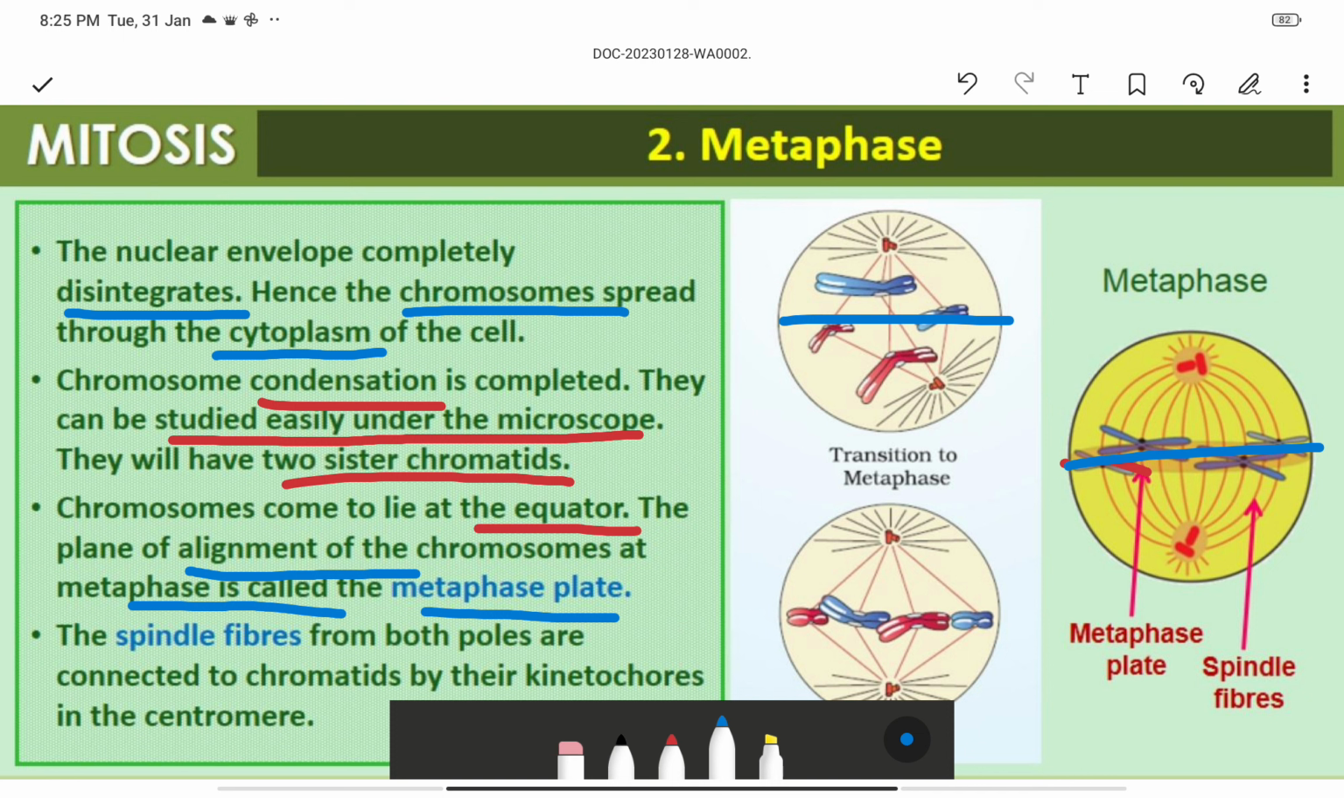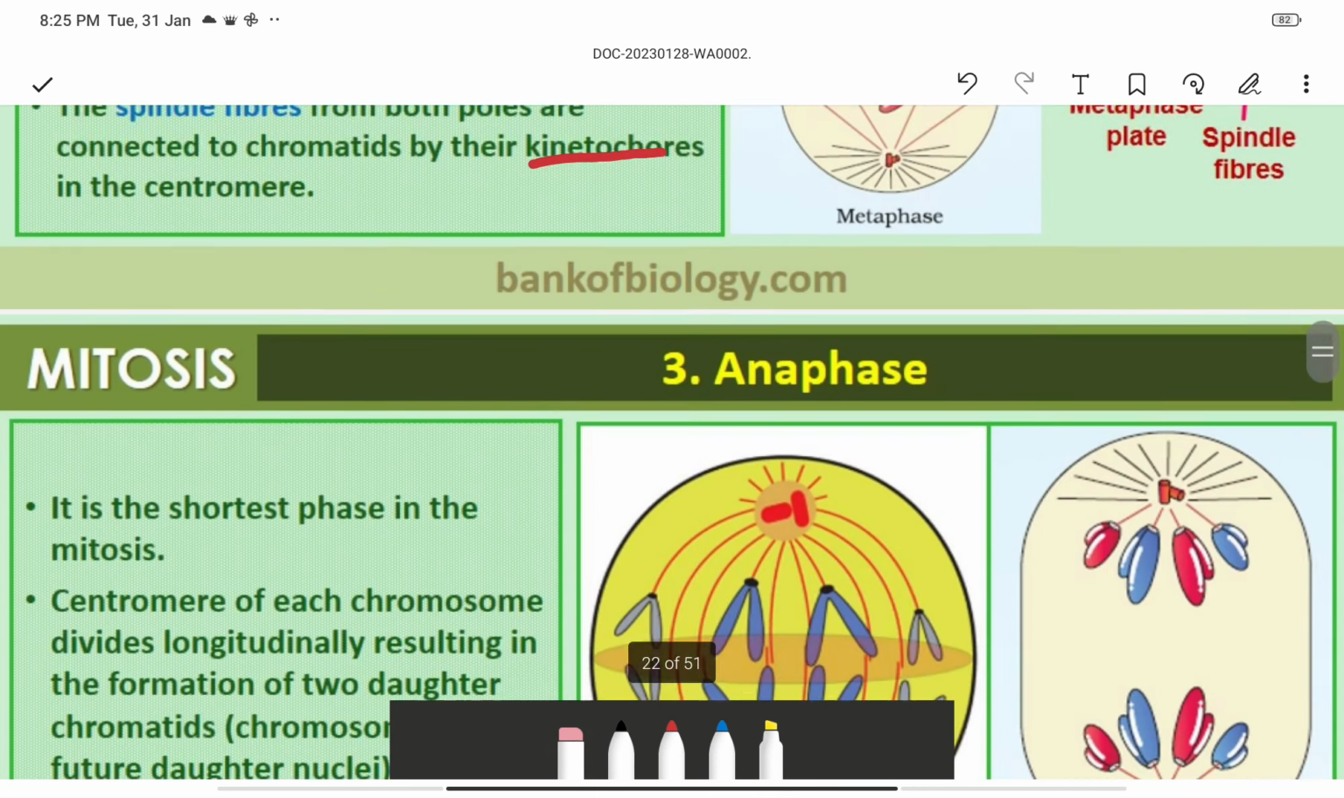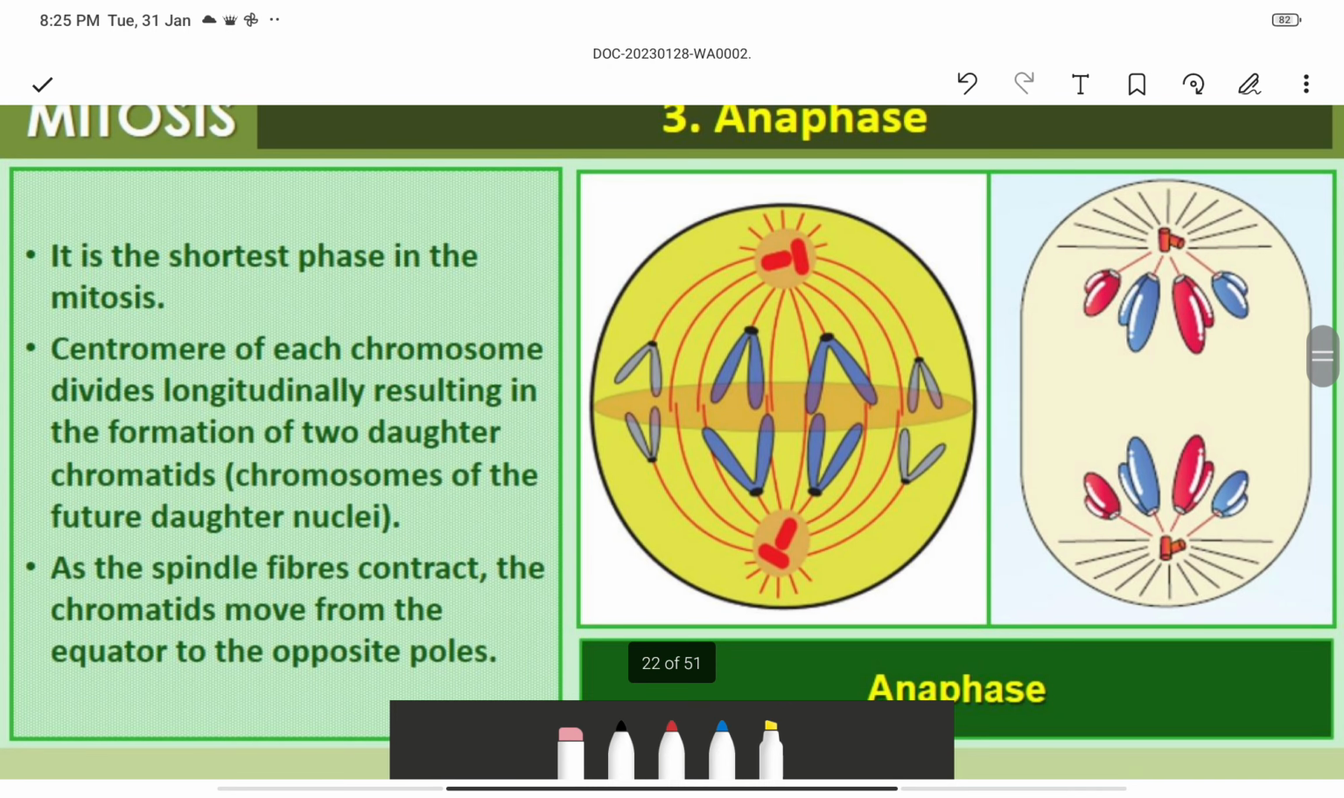The spindle fibers formed from the centriole attach to the kinetochore of the chromosome's chromatids. See here, this is the chromosome, this is the centromere. On the centromere there is a small projection, a depression, which is nothing but the kinetochore. Okay, the kinetochore is in the centromere. Now the cell is going to move into the anaphase.